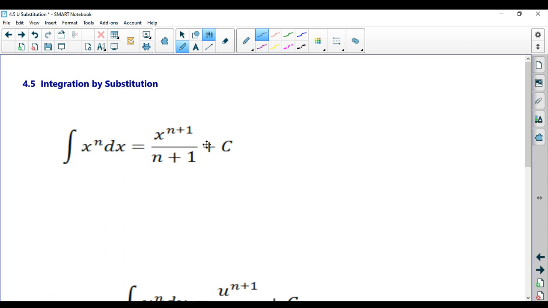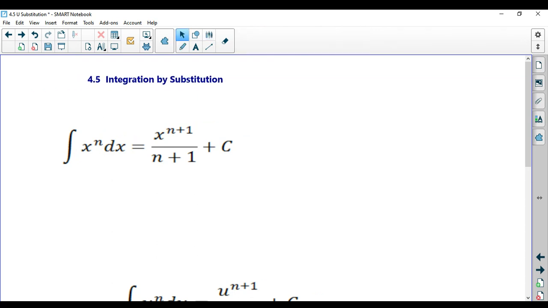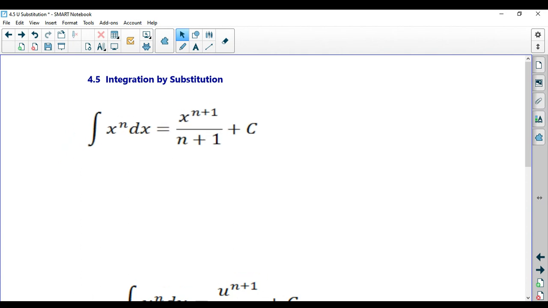Okay, so here's how you perform integration by substitution. First of all, we've been talking about this a lot. The power rule, which is the only rule we have for integration, is this. And you can string together x's, you can make this a sum or a difference, and you can factor out constants. So that helps a little bit.